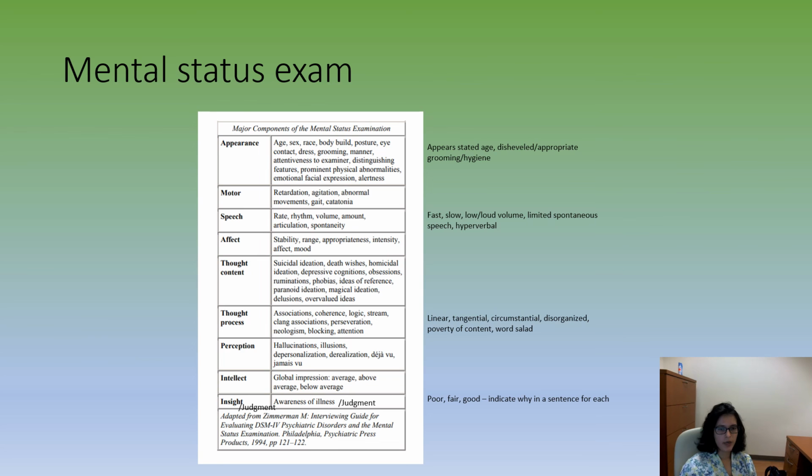Speech, you want to comment on the rate, rhythm, volume, amount, articulation, and spontaneity. So the things I might include are whether the speech is fast, slow, low or loud volume, limited spontaneous speech, or hyperverbal. Affect is what you interpret as their emotional state based on their physical appearance. So some words that I might use would be withdrawn, dysphoric. I use dysphoric for when they look tearful and sad. That goes along with depression. Anxious, elevated for patients who look a little bit hypomanic. Irritable, those are common words I use for affect.